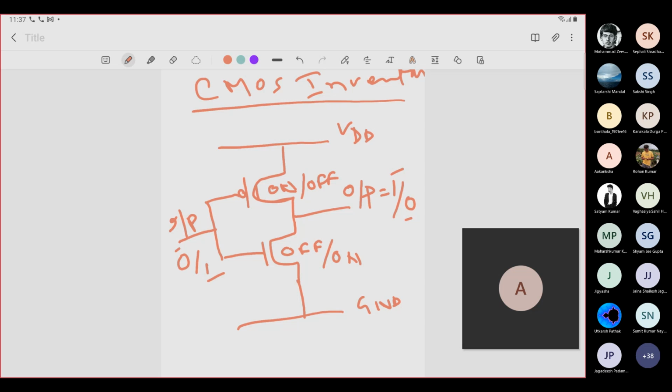Okay, so see here what is happening. If you look at the path from VDD to the ground, one of the transistors is always off, depending upon your input, either 0 or 1. If the input is 0, then the NMOS is off. If the input is 1, then the PMOS is off. So there is no direct path from VDD to the ground.